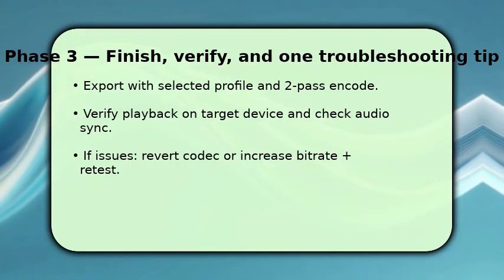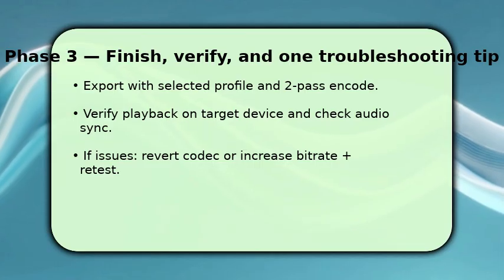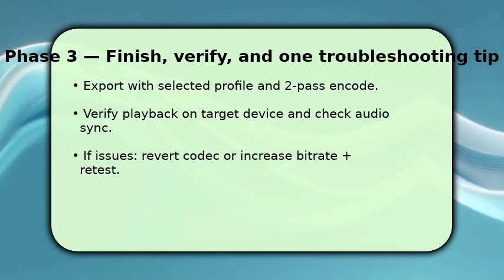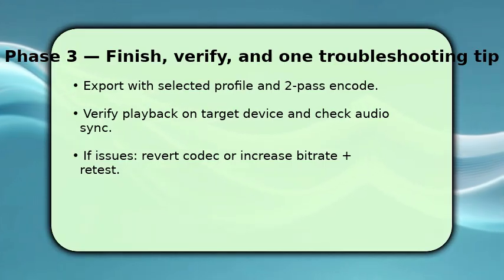Once export completes, test playback on the actual device or app you intend to use. Look for artifacts, blockiness, or audio drift. If you see stuttering or sync problems, increase bitrate slightly or switch back to H.264 for compatibility, then re-encode.